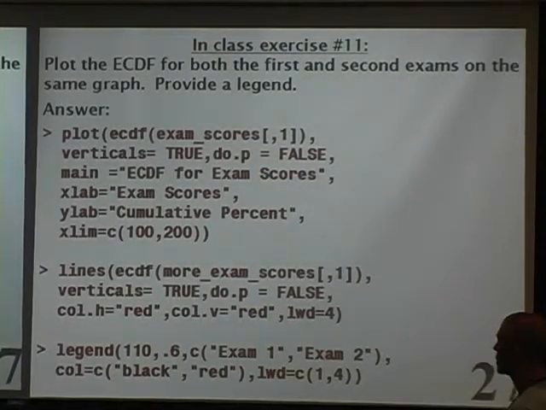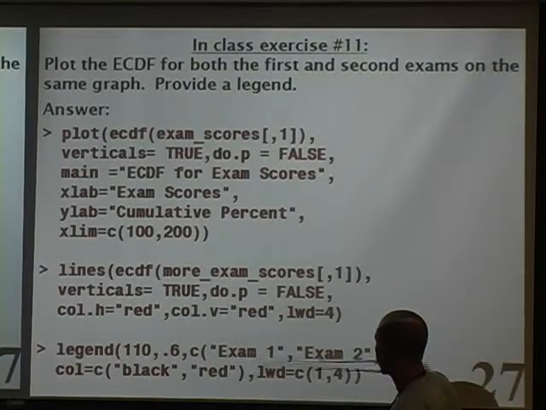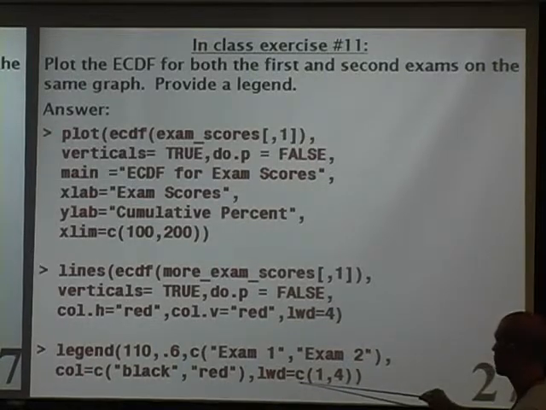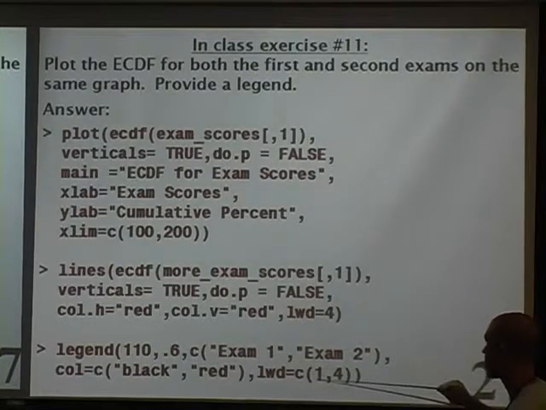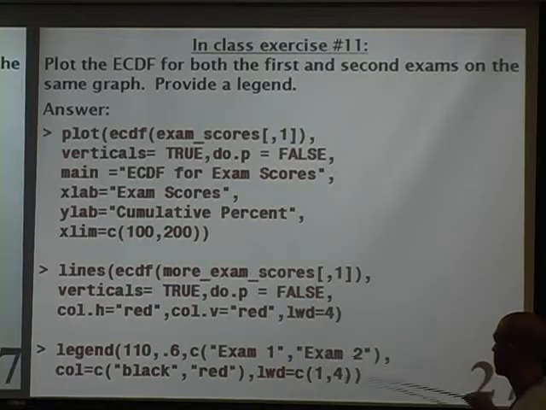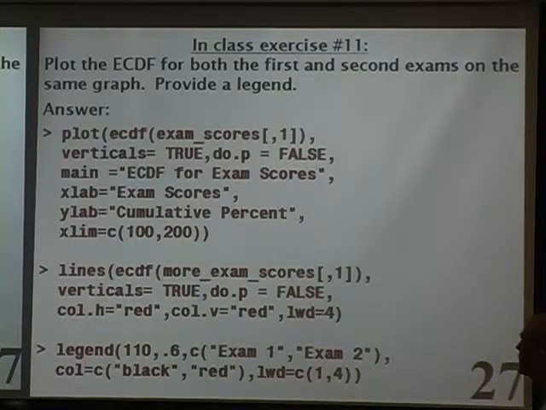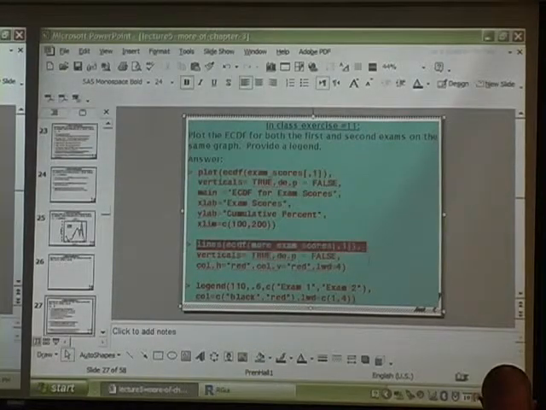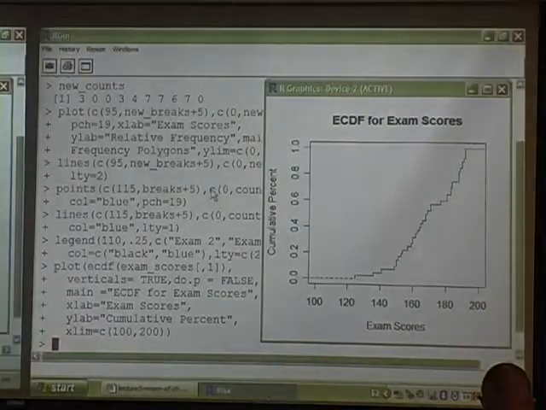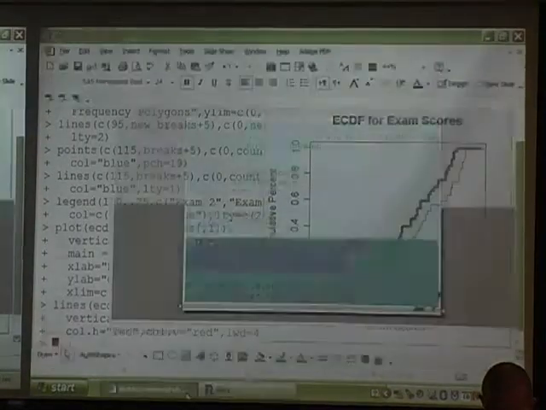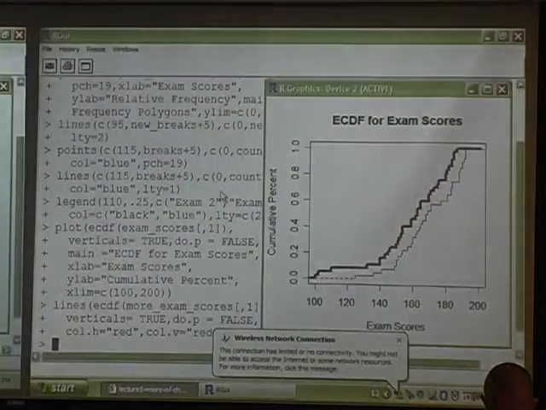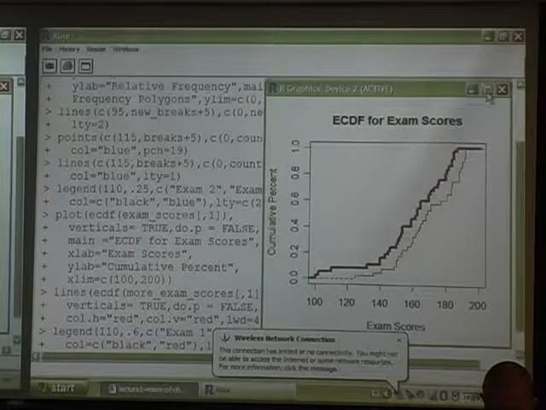And then when I put my legend, I'll say exam 1, exam 2. Exam 1 is black, exam 2 is red. The line width, I give it a vector, right? Exam 1 is line width 1, which was the default. Exam 2, line width 4, which is what I specified here. So that should do the trick. And then the interesting thing is going to be what we can say about this graph once we make it. So I do this. That gives me the red line, and then I do this. That gives me the legend. And now I can, where'd the legend go?